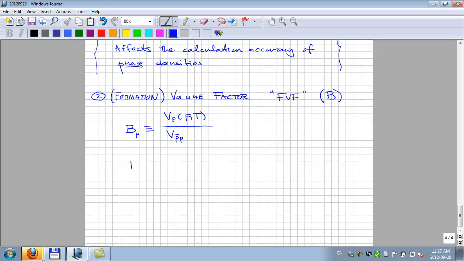So we've got two of them. We've got the oil volume factor, which is the oil volume at pressure and temperature, divided by the surface oil volume, that's a component from the oil phase. This is called the oil formation volume factor.